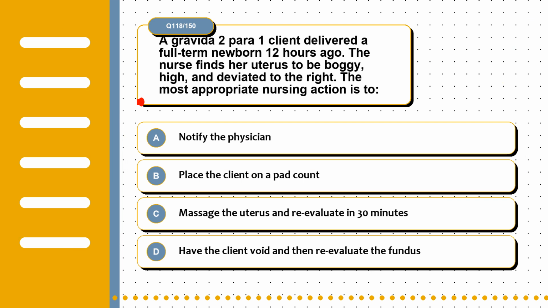Question 118. A Gravida 2 Para 1 client delivered a full-term newborn 12 hours ago. The nurse finds her uterus to be boggy, high, and deviated to the right. The most appropriate nursing action is to. Here are the options. Option A. Notify the physician. Option B. Place the client on a pad count. Option C. Massage the uterus and reevaluate in 30 minutes. Option D. Have the client void and then reevaluate the fundus.